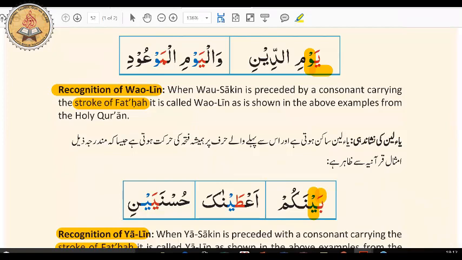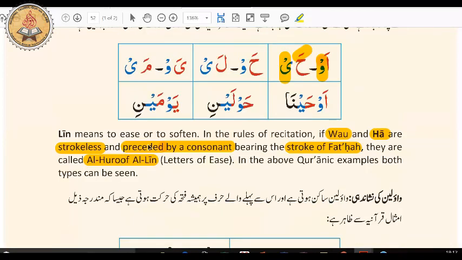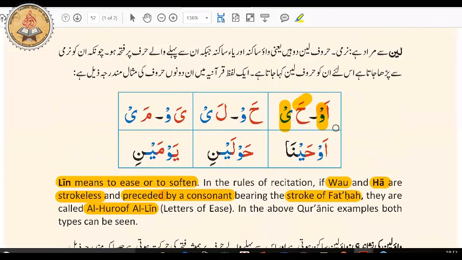Okay, that's the rule. Now I'll tell you how to pronounce this. I told you earlier that lean means to even or soften the sound. So when I pronounce this alif on its own with the fatha, it is the a sound, okay? But because of this vowel lean, I have to soften or ease this sound with this vowel. And how I would do that is by saying ow, ow. That's how I would say it.